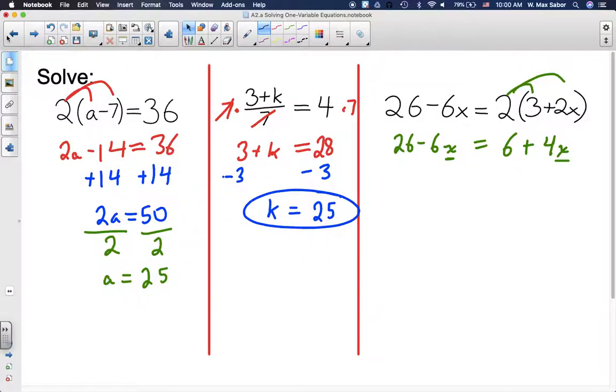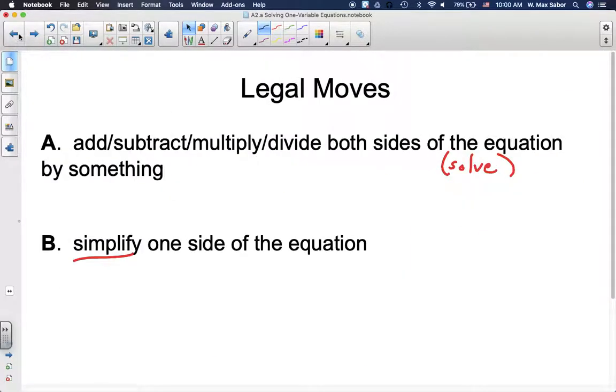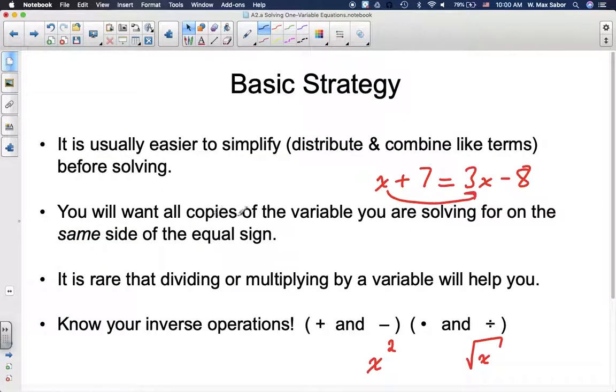Part of our strategy, going back to strategy, you will want all copies of the variable you are solving for on the same side of the equal sign. It doesn't matter which side, but the strategy to get rid of the variable on one side is to say, okay, this is 1x. I can subtract 1x from both sides. And now there will be no x's left over, and there will be 2 x's left over on the right side. This isn't solved, but this is the next step.